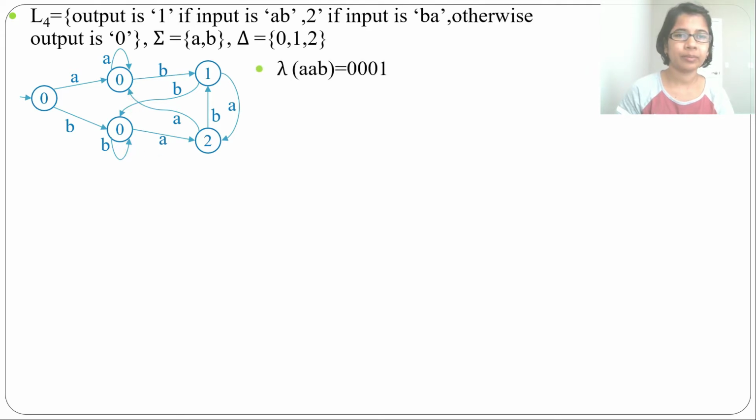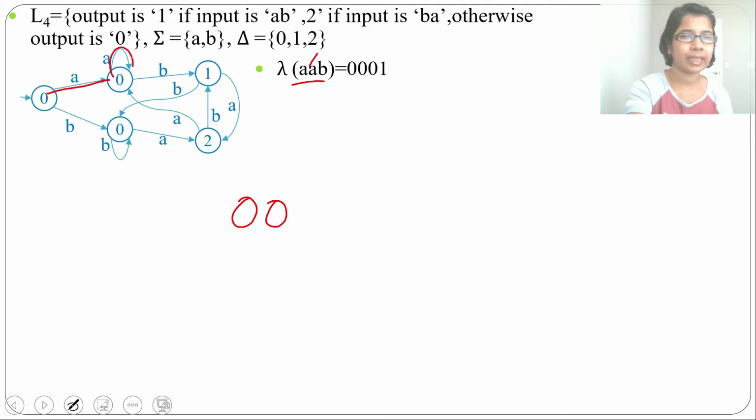Let's take some input, like for input AAB, what will be the output? Initially it will be 0 for the start state. Then for A, it goes to this state, and here the output is 0, so write 0. Then for another A, it will be a self loop and the output is 0. Then for this B, it goes to this state and the output is 1. So it ends with 1, you can say the last two alphabets are AB. Or you can say AB is present one time. How many 1s are present, that many times AB is present.